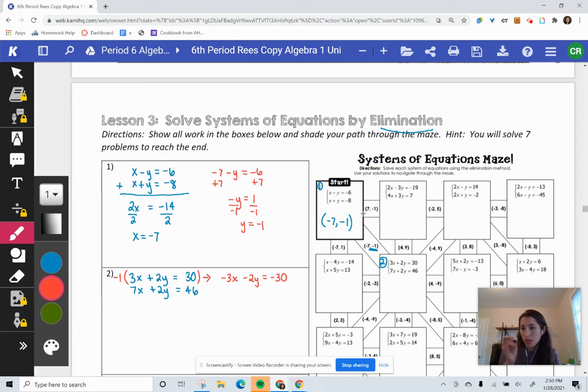If you want, you could have just put negative signs in front of each of them. You don't have to rewrite the whole thing. This other equation didn't change, so I'm just going to place it down below. Now we can add these two equations together. A negative 3x and 7x add together, so that should be 4x. And when we add a negative 2y and positive 2y, that should be 0. That's our whole point of eliminating. That's going to equal negative 30 plus 46, which is 16. So you should be able to get an x value from this, and then you can solve for y after that.